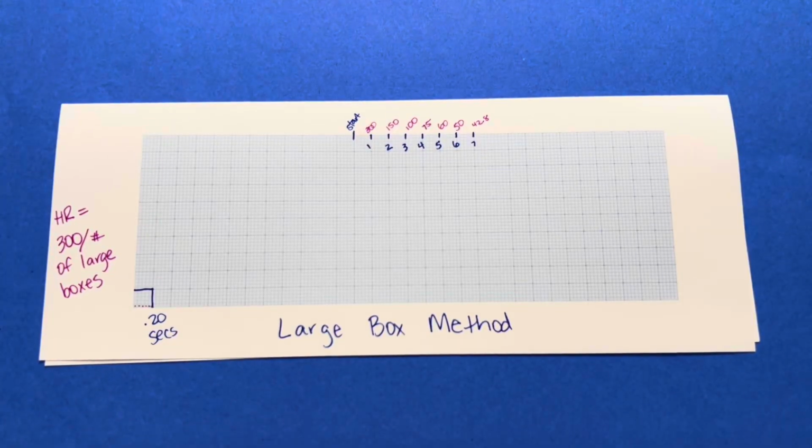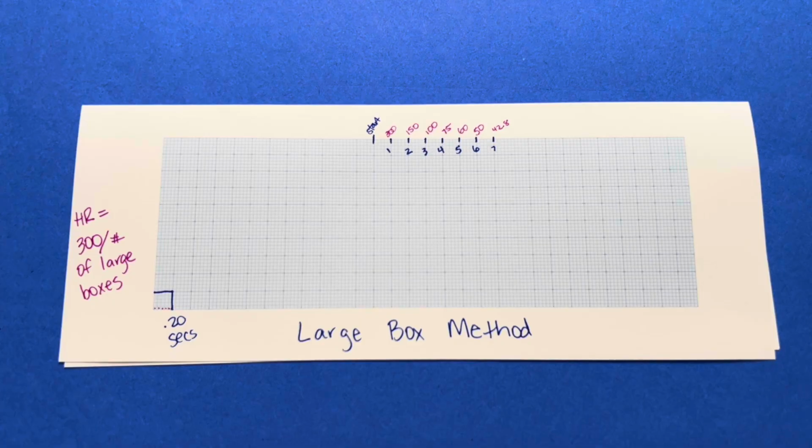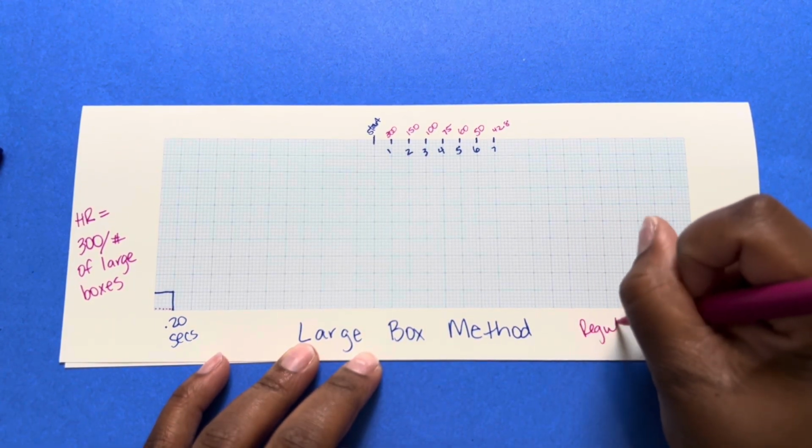All right, let's do a quick recap. The box method, or large box method, however you want to call it, is fast and easy, but it only works if the rhythm is regular. So regular rhythms.